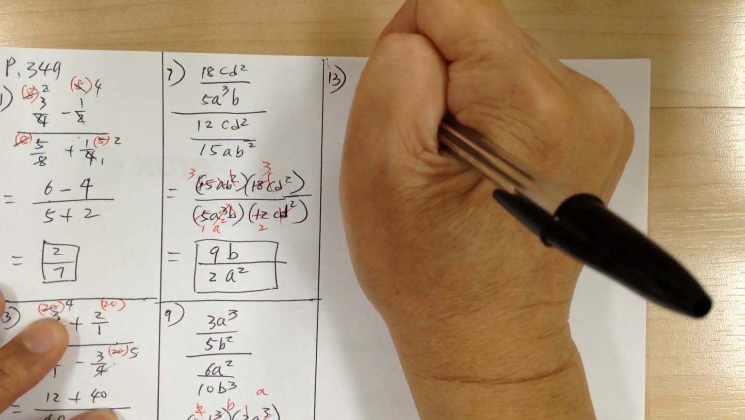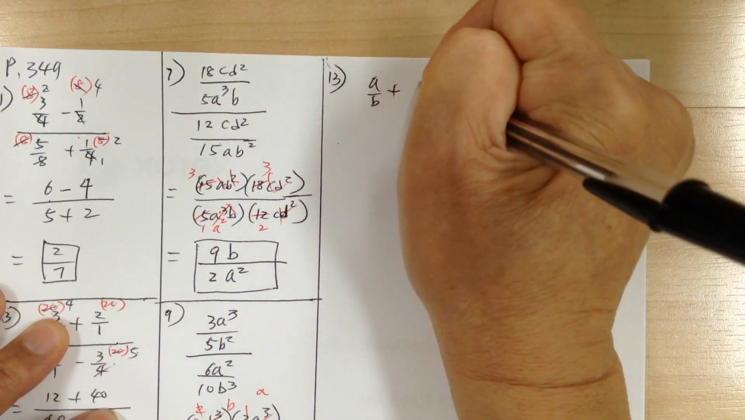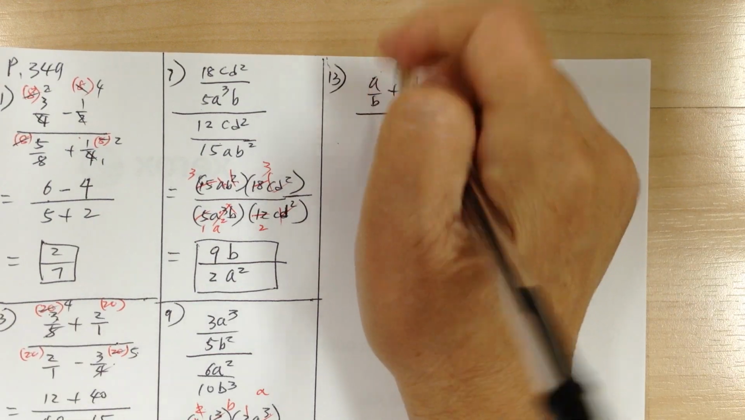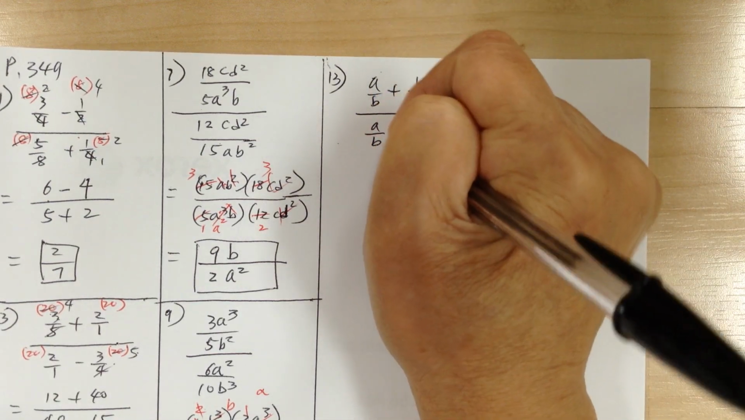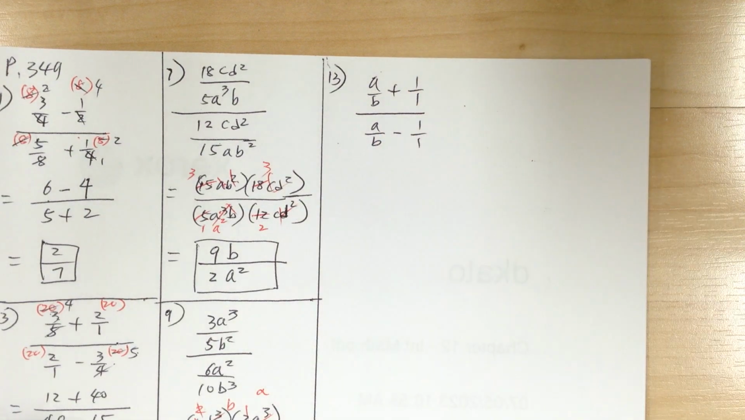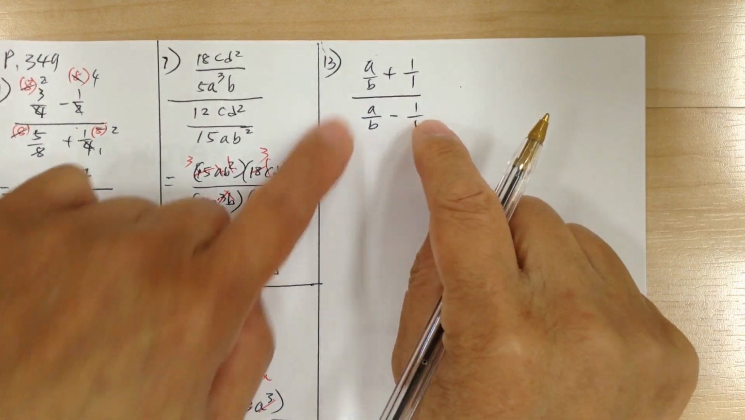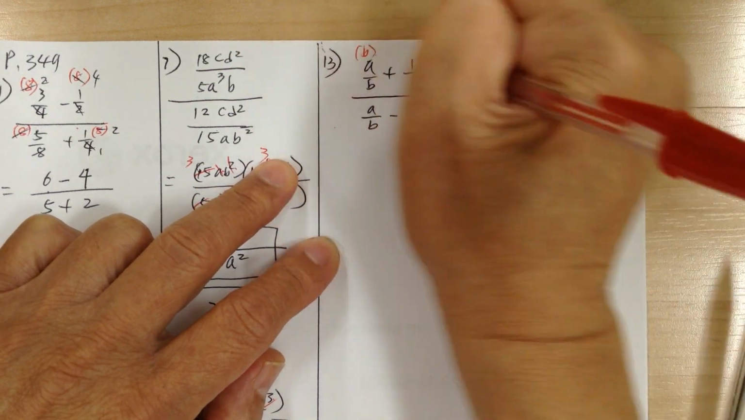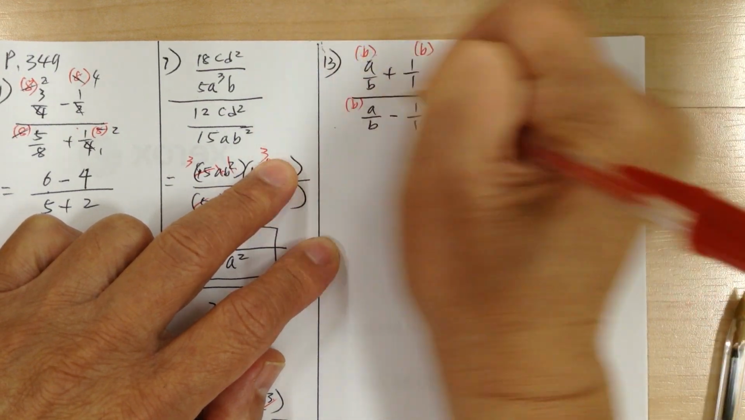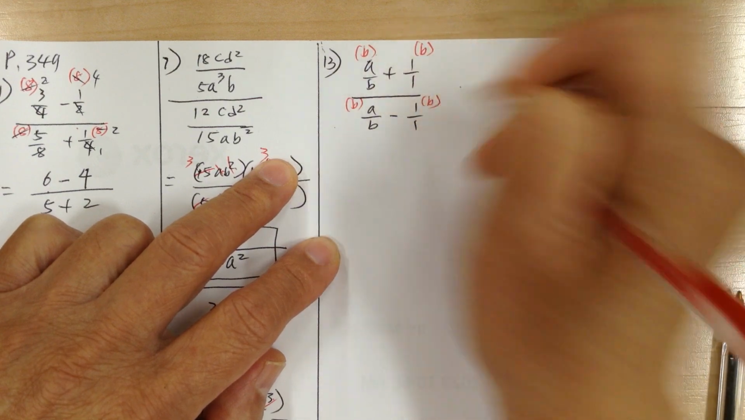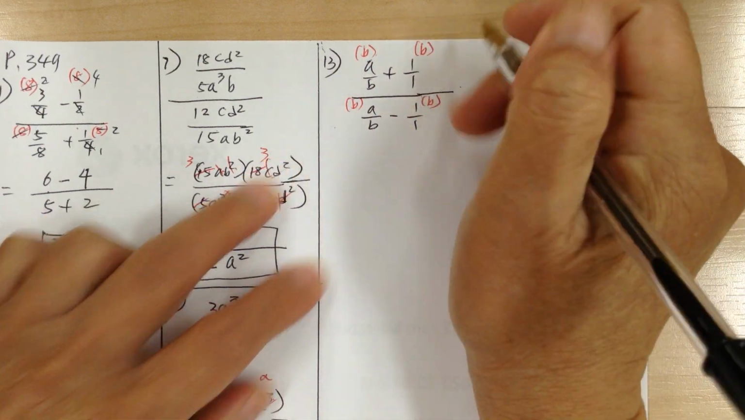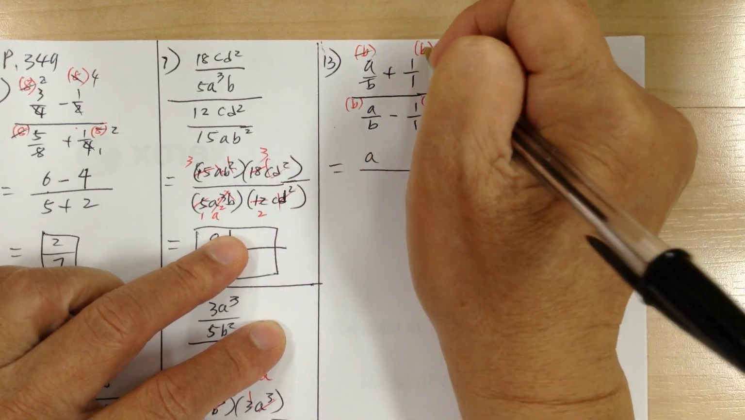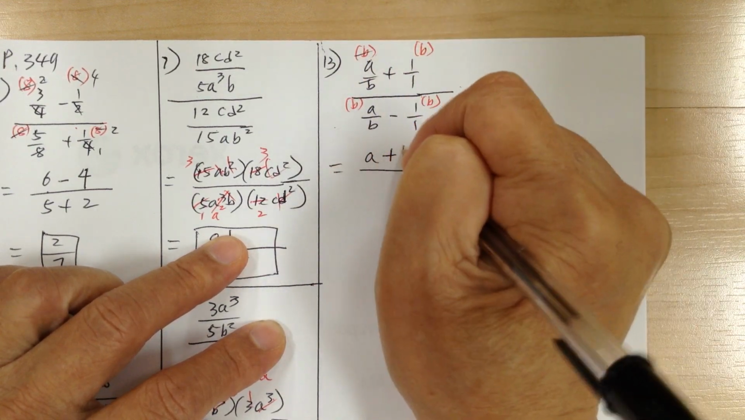Okay, so you have a over b plus, again I'm going to write 1 over 1. Okay, write everything as a fraction, and you got a over b minus 1 over 1. Okay, so the LCD is b, so I'm going to multiply everything by b. Okay, so this will cancel out, so I get a. And this one does not cancel, b plus b.